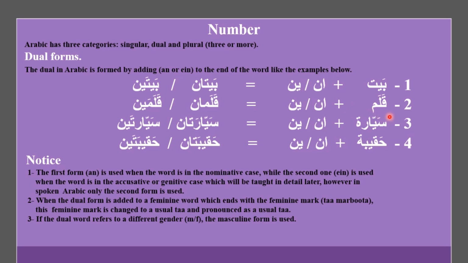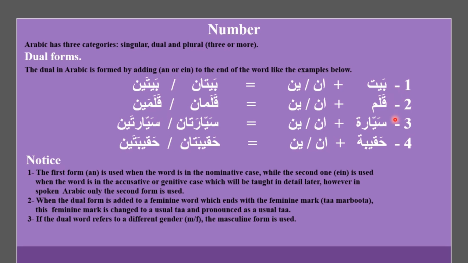Let's do number two. Qalam is pen. If you want to say two pens, you add either alif noon or ya noon. So it's going to be either qalaman or qalamain.